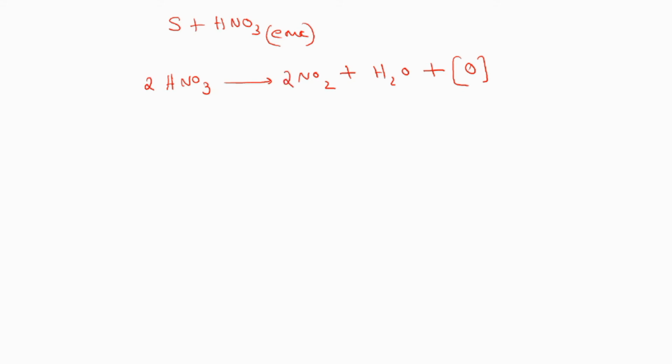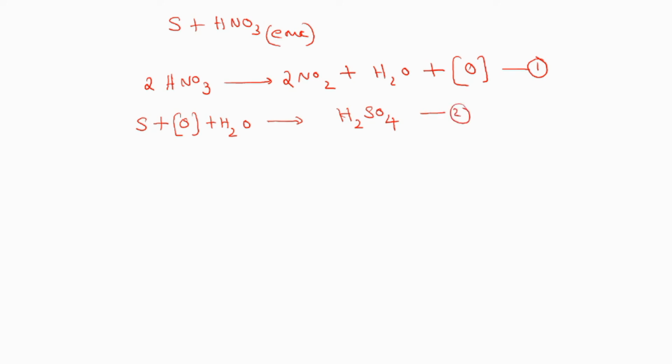First, balance this equation. Now we are going to add a piece of sulfur into concentrated nitric acid. So it will have a tendency to react with nascent oxygen and also water, you should remember. So what will be the expected product? You will be getting H2SO4. Got it? Now balance the second equation.